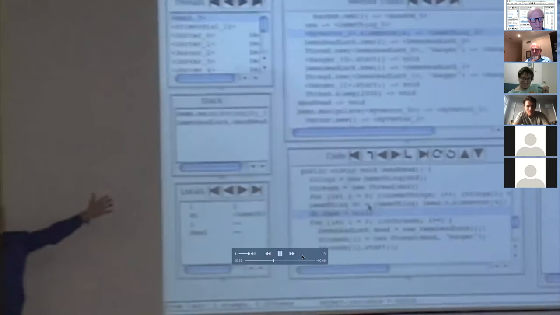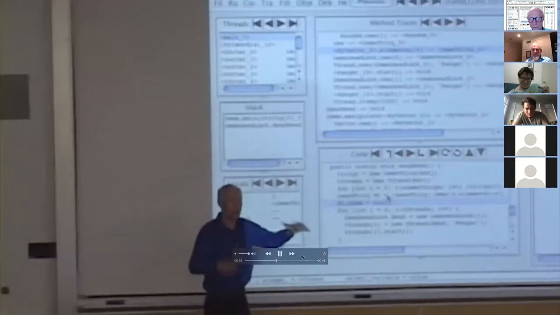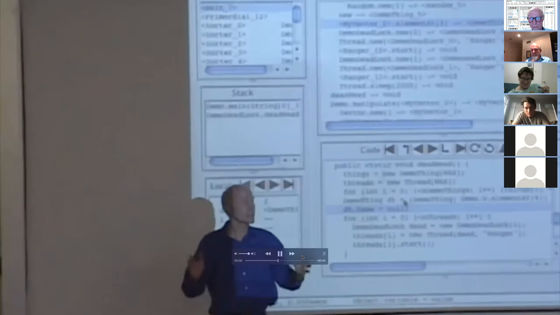This is your classic snake in the grass problem. This problem on a standard breakpoint debugger would have taken you a few hours.